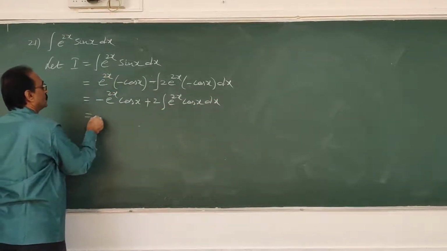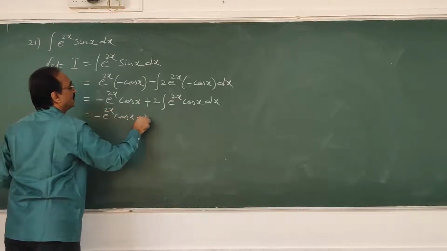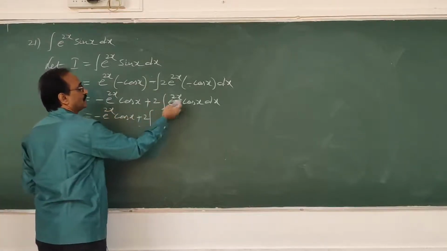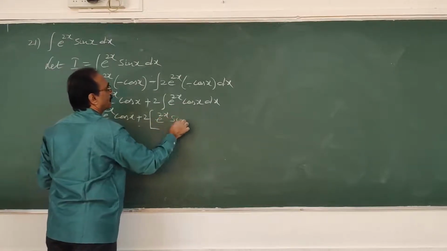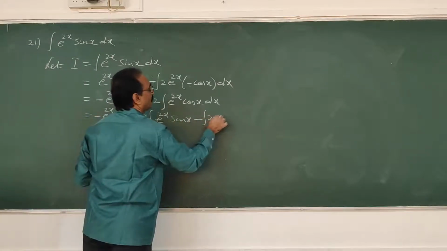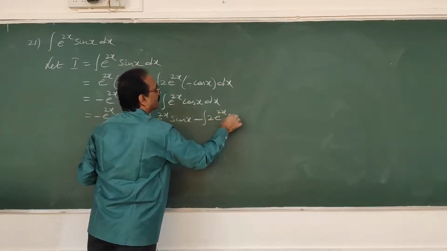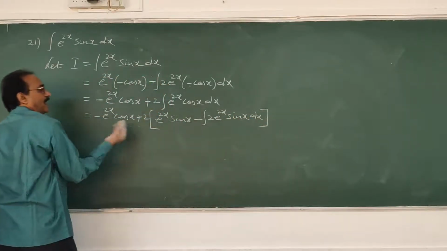Okay, no problem. So minus e power 2x into cos x, again by parts. Here this is the first function, and this is the integral of the second function. First function e power 2x into integral of cos x, which is sin x, minus integral of the derivative of the first function, 2 e power 2x, into integral of cos x, sin x dx. You understood? So again by parts we did.